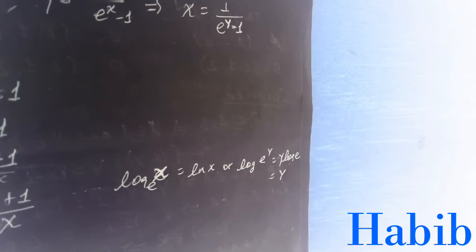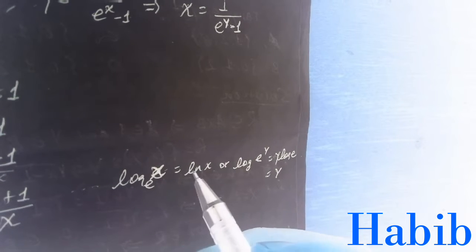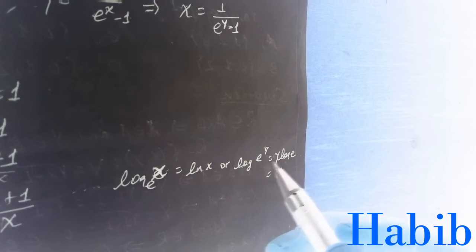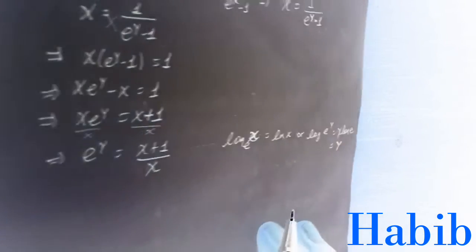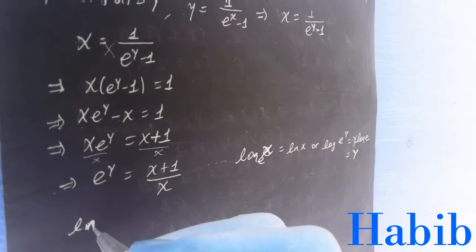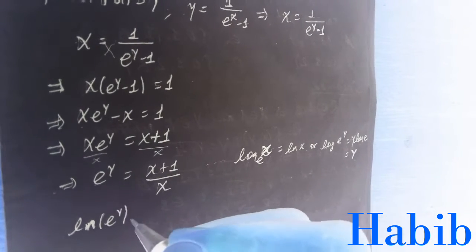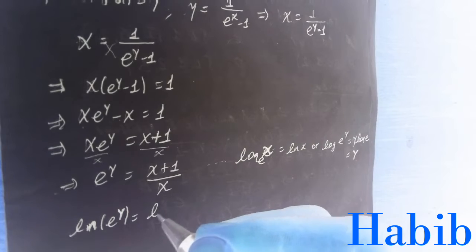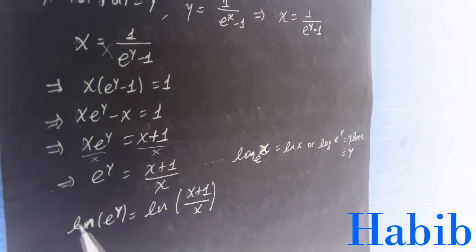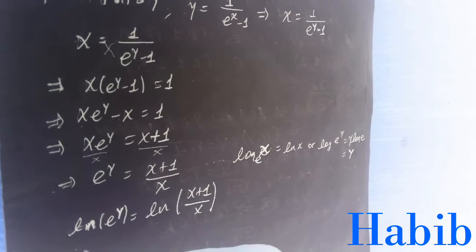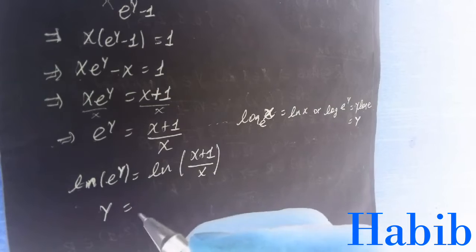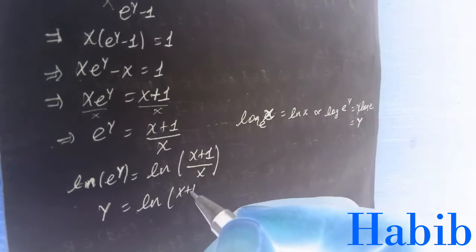Since logarithm of x in base e equals ln x, and logarithm of e raised to y in any base becomes y times logarithm of e, if the base is e it becomes y. Therefore ln e raised to y equals ln of the whole term x plus 1 over x. This becomes y, because logarithm of e to the y in base e equals y. Therefore y equals ln of x plus 1 over x.